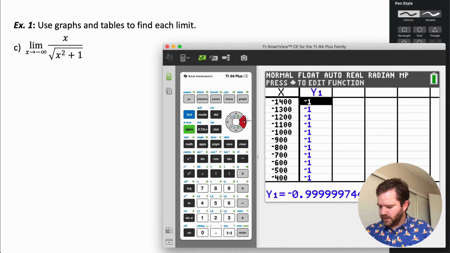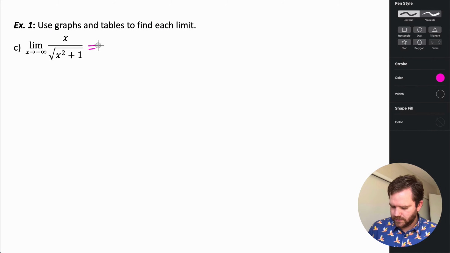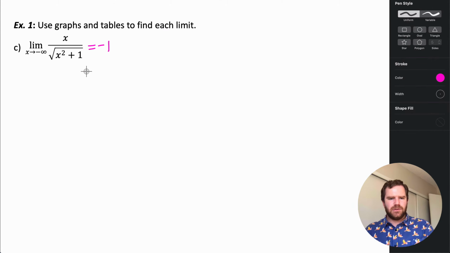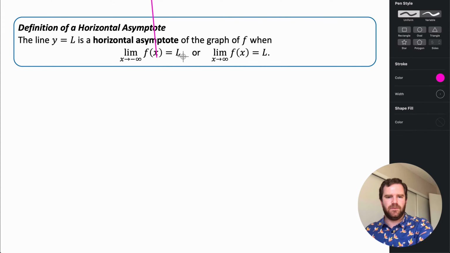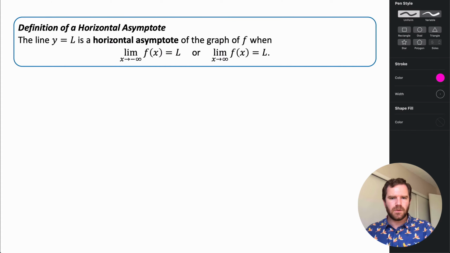So as we go here, the numbers are getting more and more and more negative, right? Closer and closer and closer to -1. So this is getting closer to -1. So that means that this function has a horizontal asymptote at +1 and then at -1 as you go to the different sides of infinity. All right. Which kind of brings us to the definition of a horizontal asymptote.